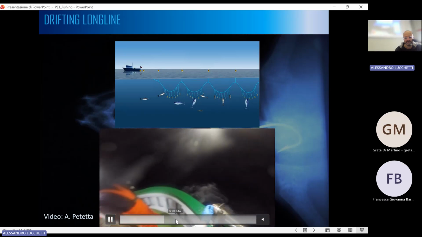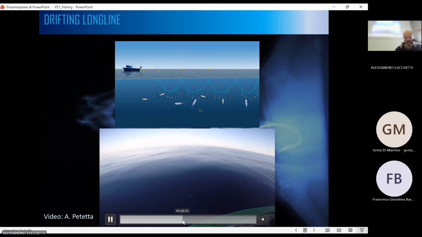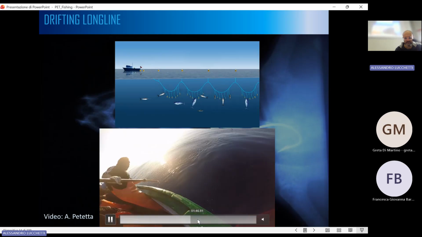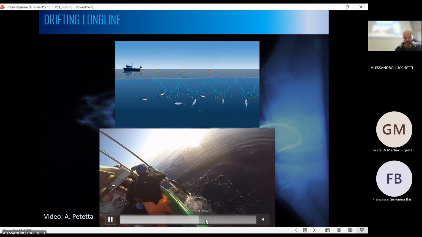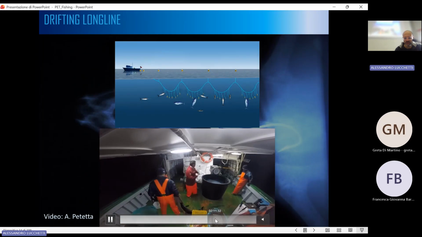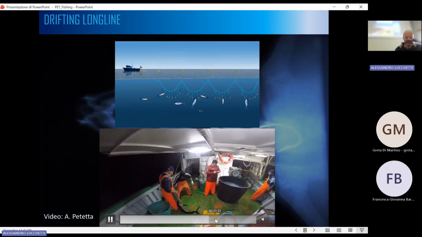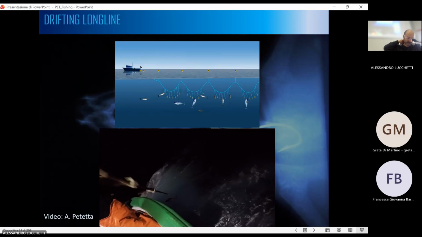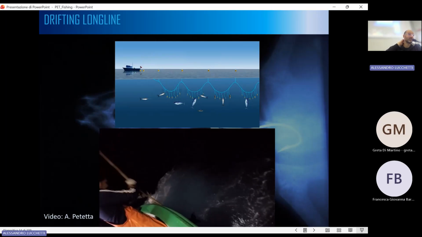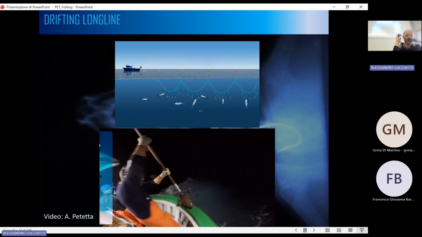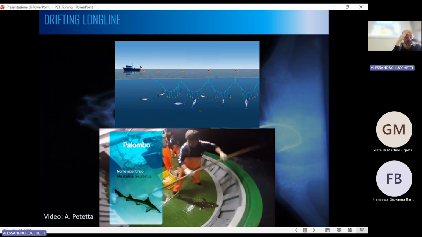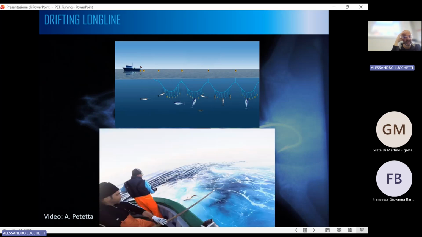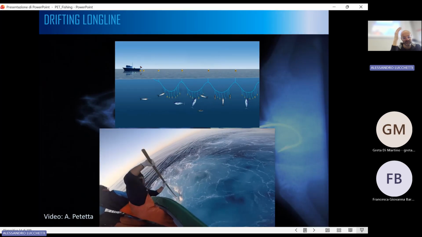swordfish. Tuna, swordfish, like this one, very small one. When you catch very small swordfish, probably you are fishing around September, October, which is the recruitment period for that species. That's why it usually should be forbidden.